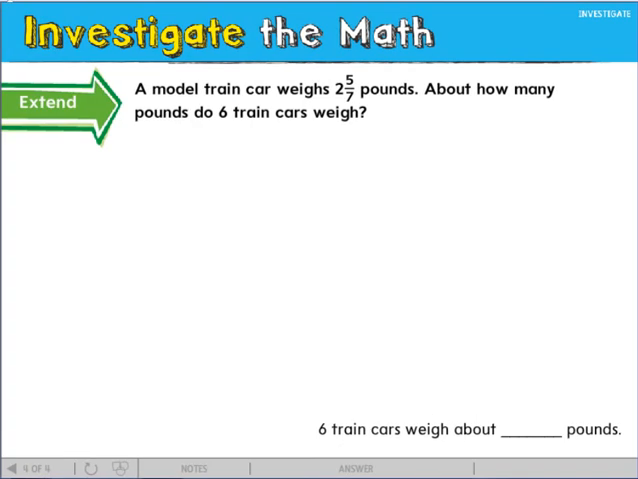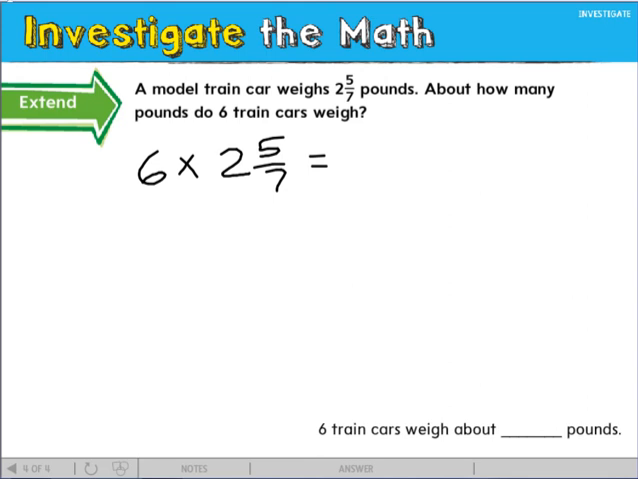Here we go. So we have 2 5/7 pounds, and about how many pounds do 6 train cars weigh? A model train car weighs 2 5/7 pounds. About how many pounds do 6 train cars weigh? So we're going to have 6 times 2 5/7. They want you to estimate. Well, the easiest way to estimate here is to go to the nearest whole number.